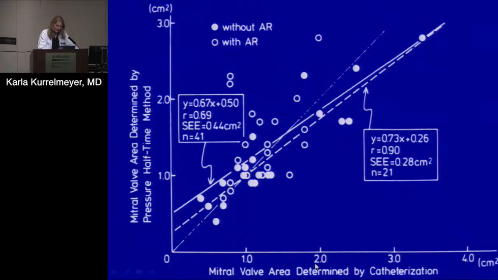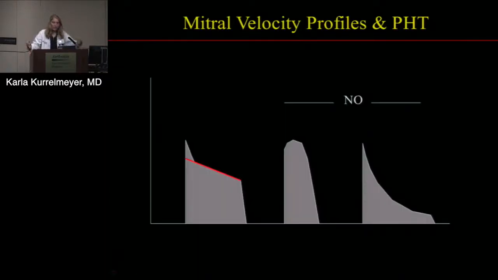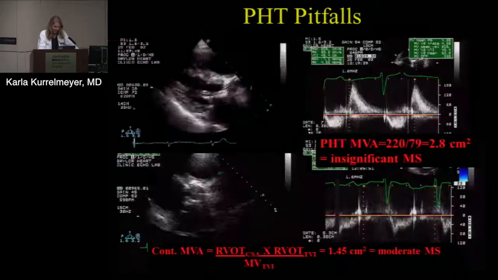So this is just a cartoon looking at which CW jets you can actually use the pressure halftime on to calculate the mitral valve area. You need to have a constant pressure decay. What that means is it needs to be a constant slope more than 50% of the time. So this one is good. But this one you can see that it's changing, so there's not a constant pressure decay. And this one too, it's constantly changing. So those two sorts of CW waveforms you could not use the pressure halftime for.